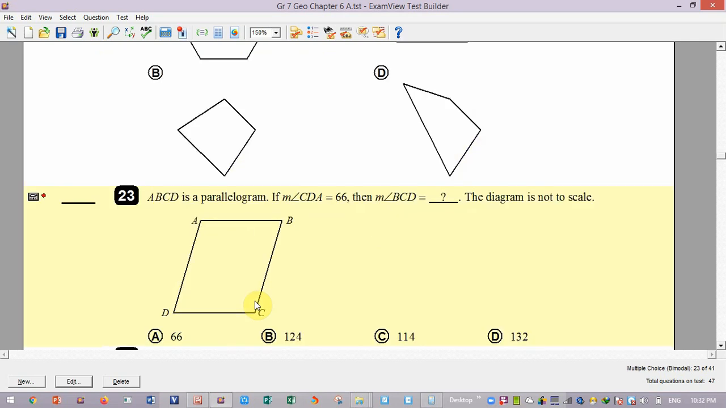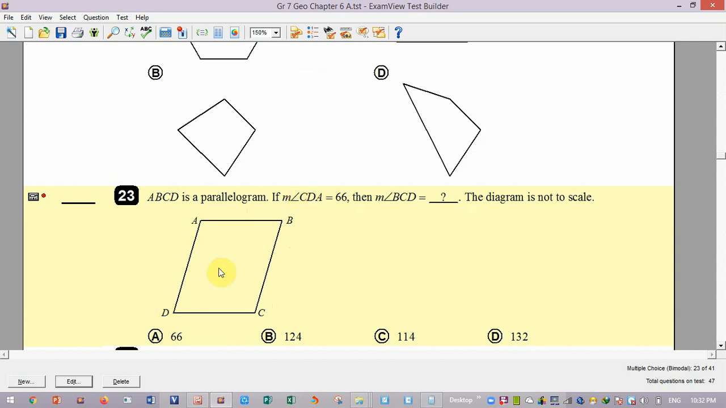23. ABCD already is a parallelogram. ABCD. Two opposite angles are congruent. Two opposite sides are congruent. Two diagonals bisect each other. Any two consecutive angles are supplementary, their sum is 180.